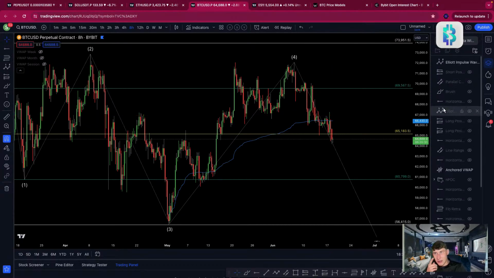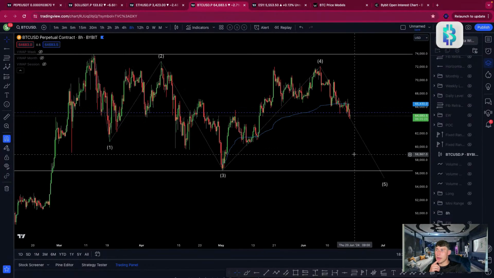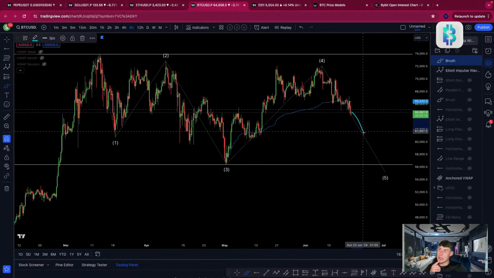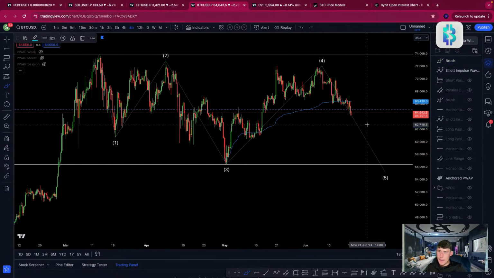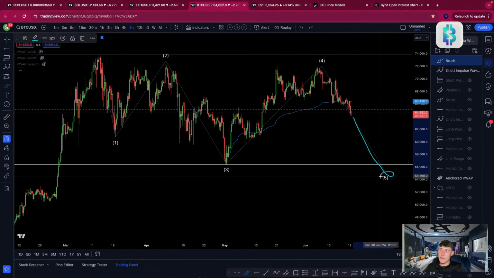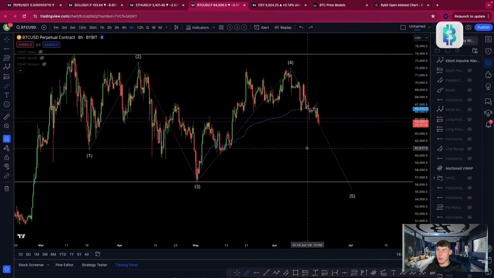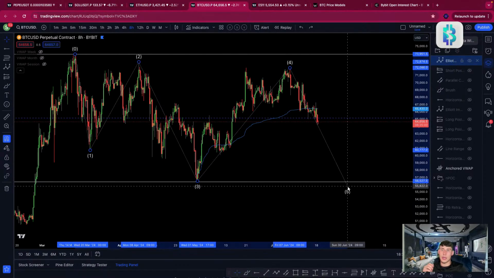So for me, this is big signs of weakness, to be honest, and I do think that Wave 5 is looking more probable now. We know how powerful Elliott wave is, and it is just looking quite probable that we do see wave 5 being completed, bringing us down below $56,500.